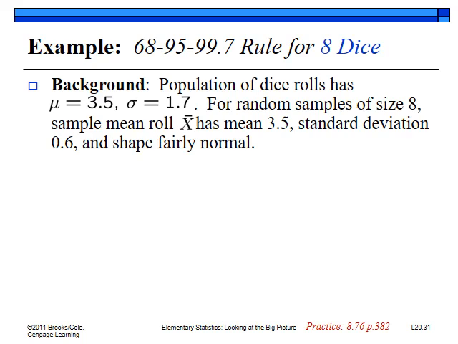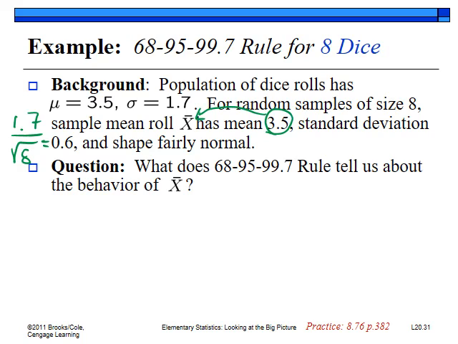8 dice is enough. So remember, for a single die, the mean is 3.5 and the standard deviation is 1.7. So the sample means are distributed in a way that has mean 3.5, and again, this is for x bar, and standard deviation 0.6. Remember, that's 1.7 divided by the square root of 8. That's what that 0.6 is. And 8's big enough so that this is fairly normal.